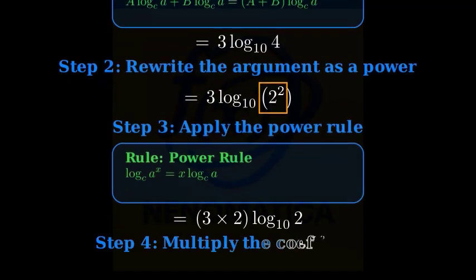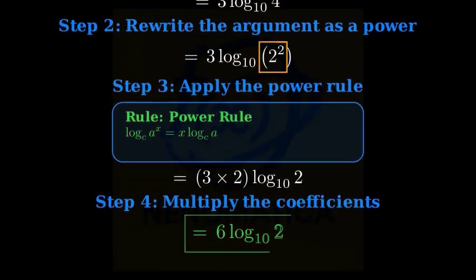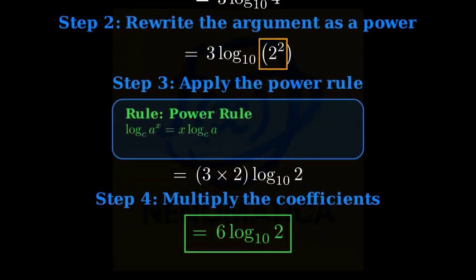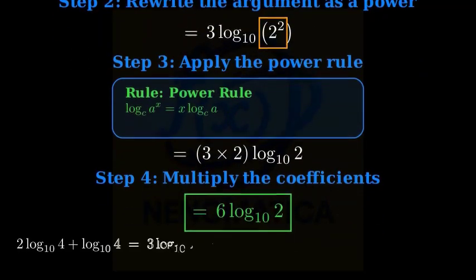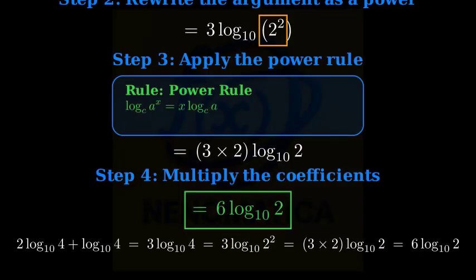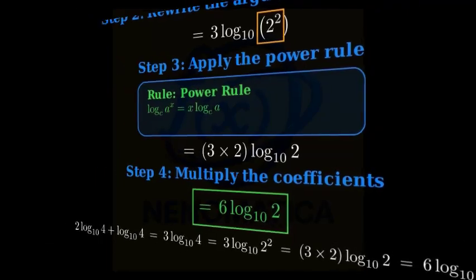Step 4. Multiply the coefficients. 3 times 2 is 6. So the final simplified line is 6 log base 10 of 2. Therefore, following the exact order of steps, combine, rewrite as a power, apply the power rule, and multiply, we obtain 6 log base 10 of 2.